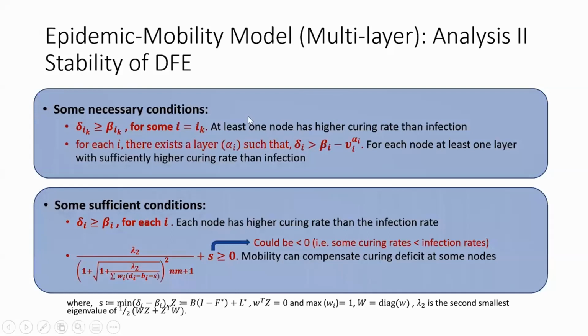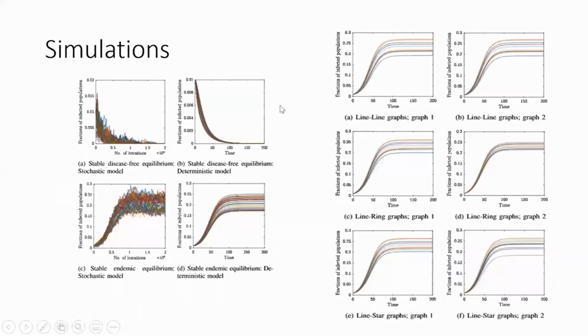We also find some very simple necessary and simple sufficient conditions under which the disease-free equilibrium is stable. These conditions provide very useful insights into the effect of mobility on the stability of the disease-free equilibrium. We also do some simulations and study the effect of different graph structures over different layers.